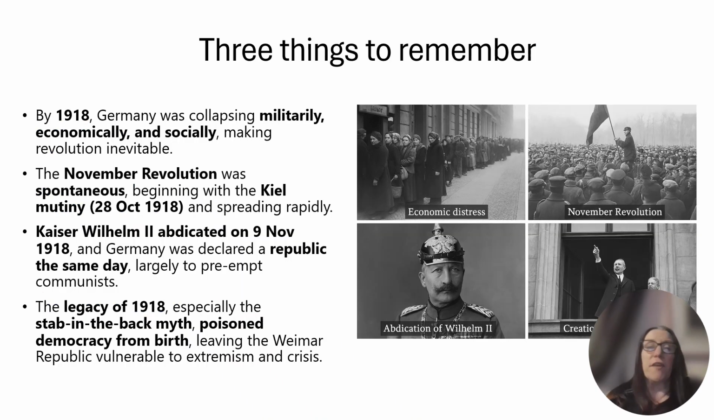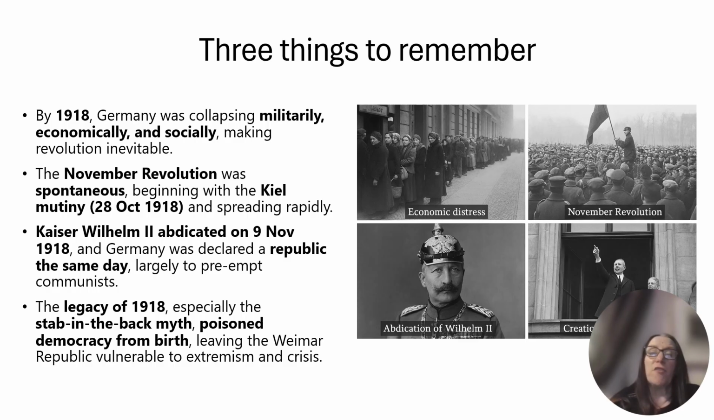So here are 3 things, and if you can explain all 3, then you're ready to answer a question on this topic. By 1918, Germany was broken across 3 dimensions: military defeat, economic collapse from the naval blockade causing mass starvation, and complete social breakdown. These 3 things working together made revolution inevitable.